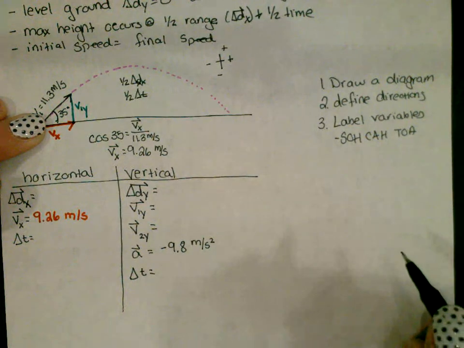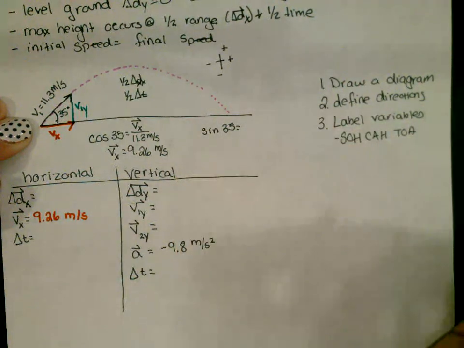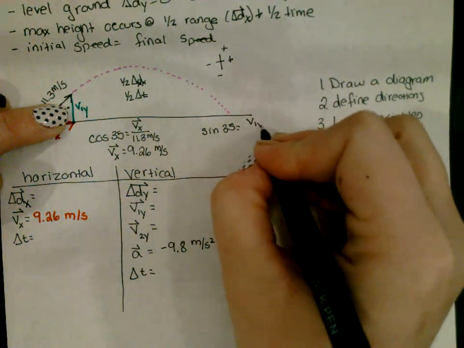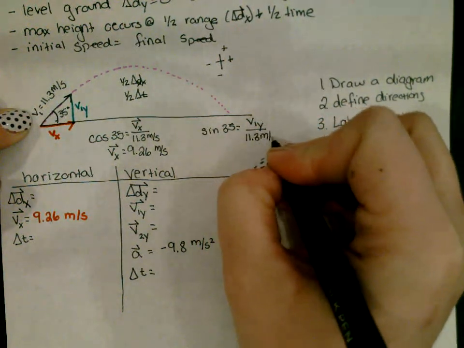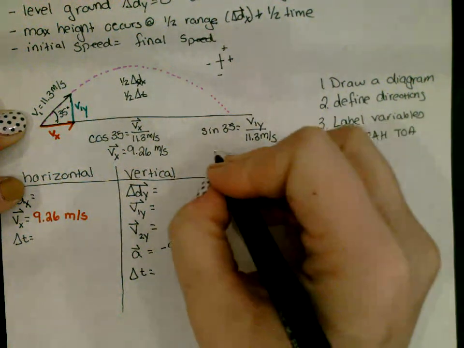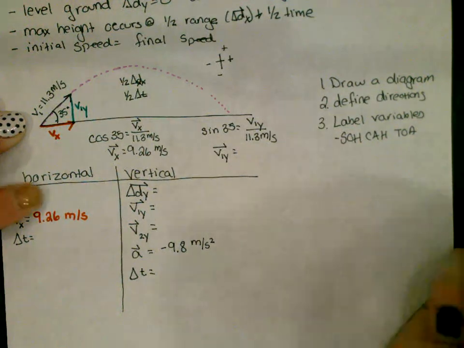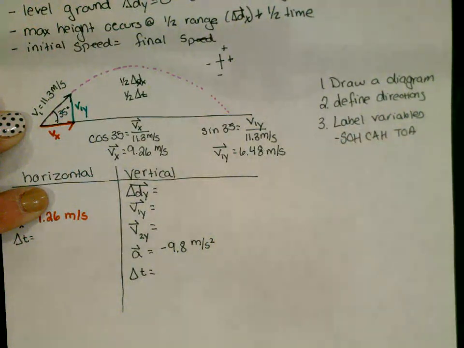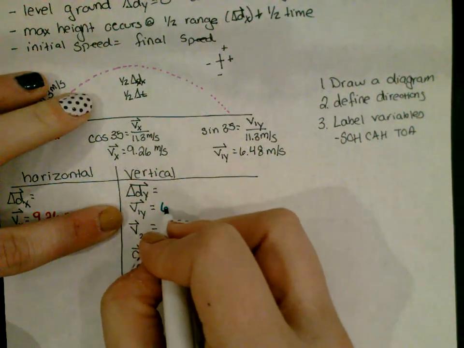These trig ratios also tell me that the sine of my angle is equal to my opposite, which I don't know. That's what I'm trying to find out. V1y over my hypotenuse, which is 11.3 meters per second. So I can solve that out. And my initial vertical velocity is 6.48 meters per second. So I can plug that into my known column. That's one more thing I know.